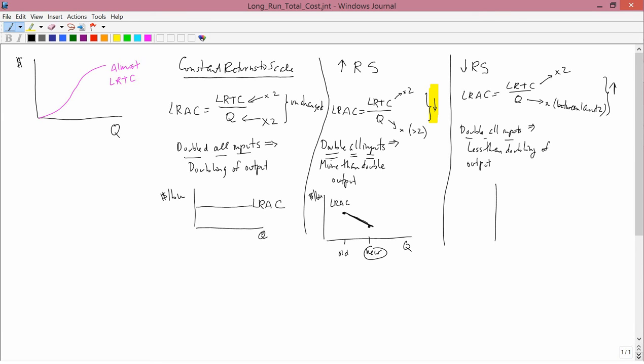Let's draw the graph. Q. Now what's happened again is that the new Q is bigger than the old Q, because quantity does go up when you double all inputs. Corn output does go up when you double all the inputs. So the old corn output is to the right. The new corn output is to the right of the old corn output. Long run average cost has gone up.